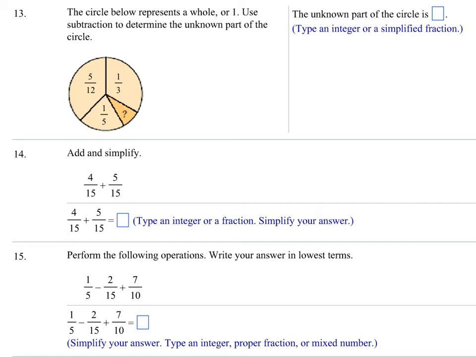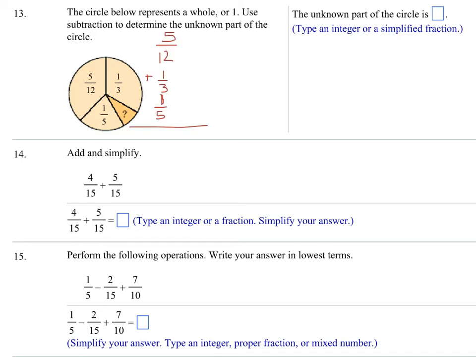So let's look at problem number 13. The circle below represents a whole, or 1. Use subtraction to determine the unknown part of the circle. In order to determine the unknown part of the circle, we first have to determine the parts that we know added together, and then we could subtract those from 1. So I'm going to add 5/12 plus 1/3 plus 1/5 to determine how much of the circle we know. Then I can subtract that from 1 to determine the unknown part.